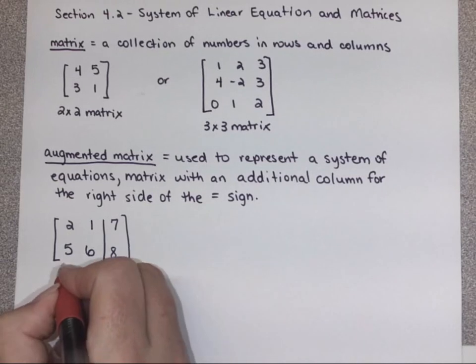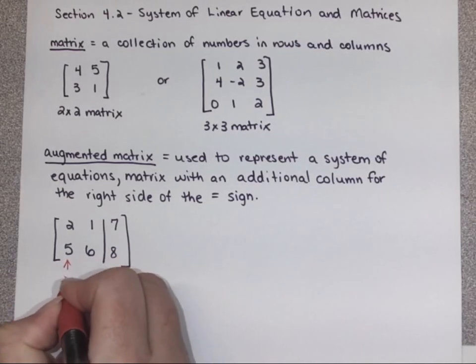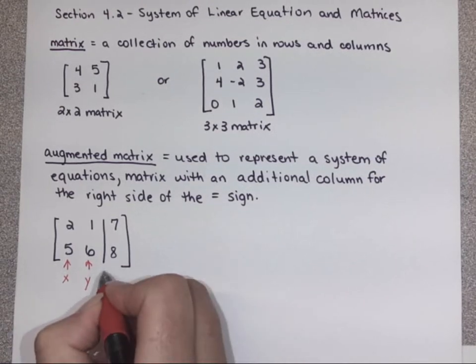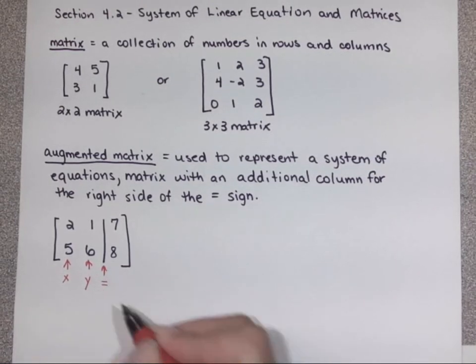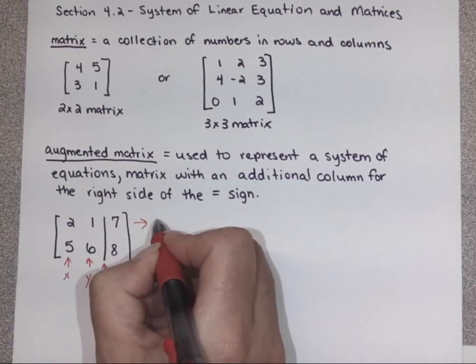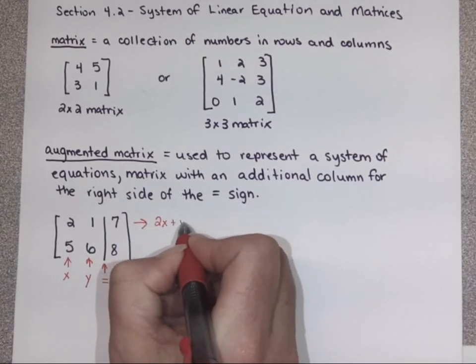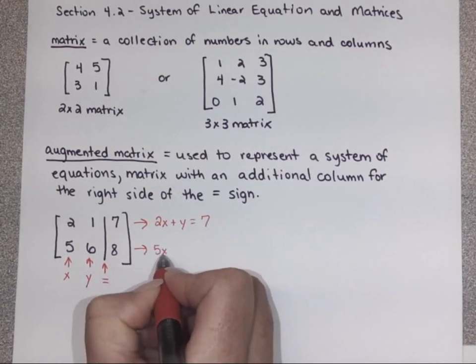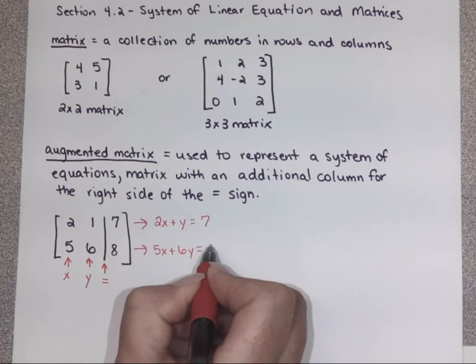And so these numbers have meaning. These are the x coefficients. These are the y coefficients. And then the bar literally means an equal sign. So this first row stands for 2x plus y equals 7. The second row stands for 5x plus 6y equals 8.